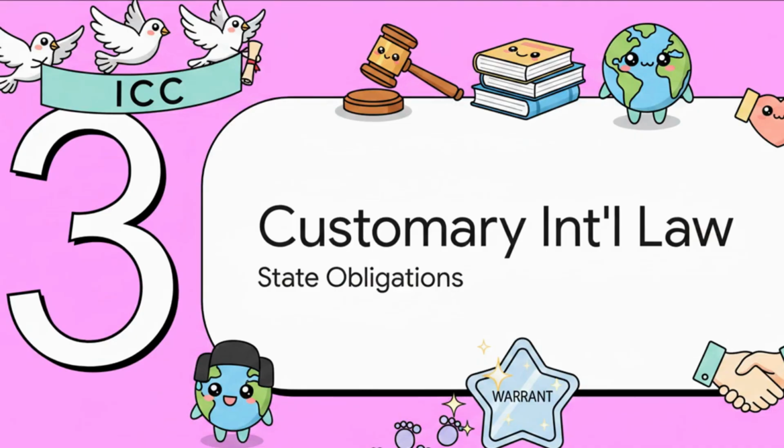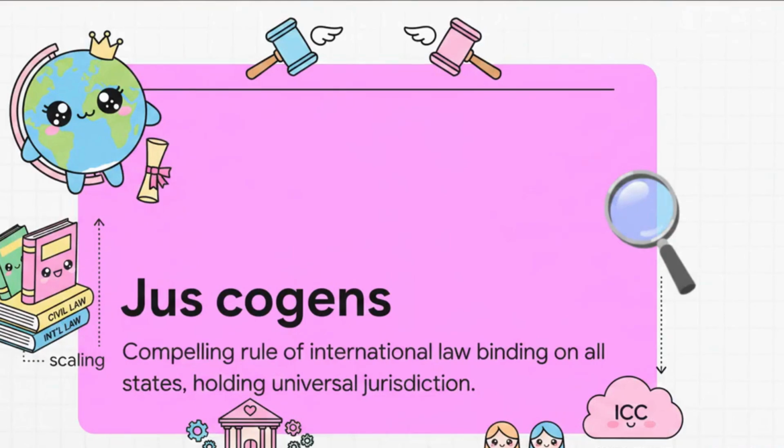Let's look at how the OSG counters that argument. The OSG anchors its counterargument really heavily on a legal concept called jus cogens. Think of this as the ultimate trump card in customary international law. It's a compelling rule that binds all states, totally regardless of what their own domestic laws might say. Crimes against humanity, which is what the ICC is alleging here, fall right under this category. Because of that, the OSG argues that these crimes hold universal jurisdiction.